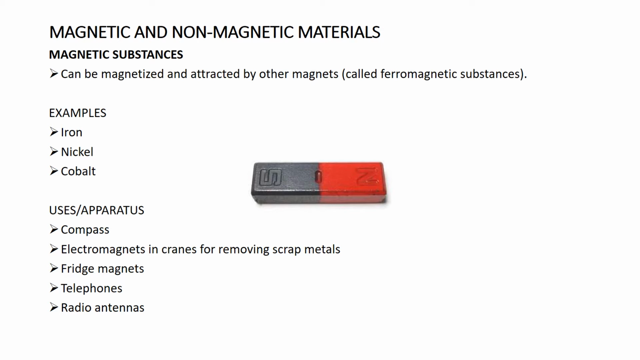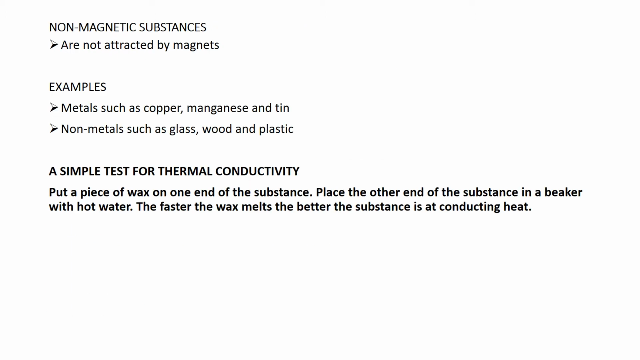They're called ferromagnetic substances. For example, iron, nickel, and cobalt. Where are they used? They're used in compasses, electromagnets, in cranes for removing scrap metals, fridge magnets, telephones, and radio antennas. Non-magnetic substances are those that are not attracted by magnets. For example, copper, manganese, tin, glass, wood, and plastic.